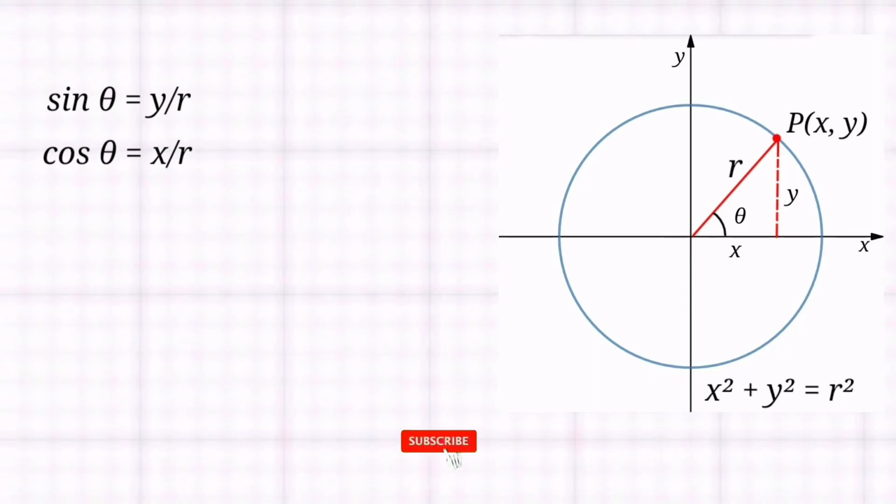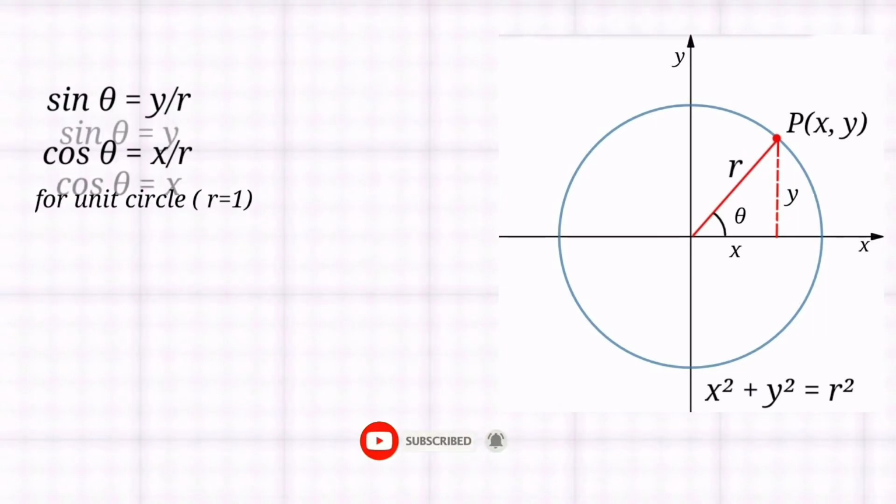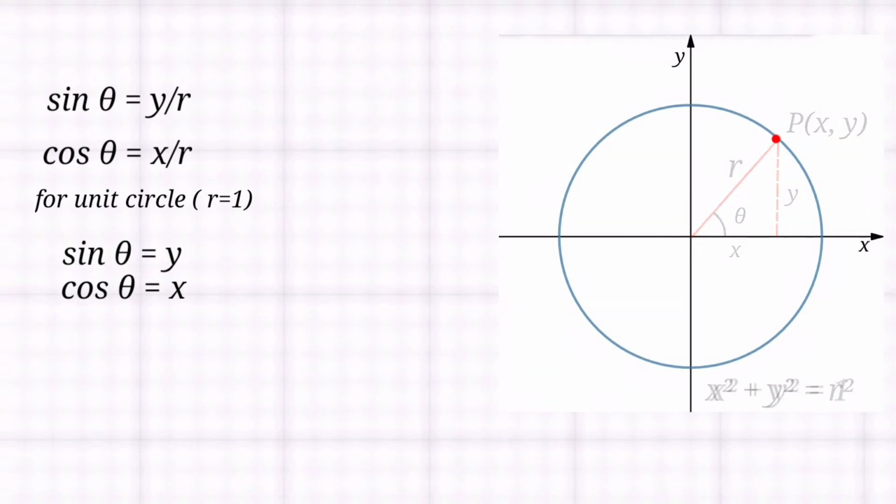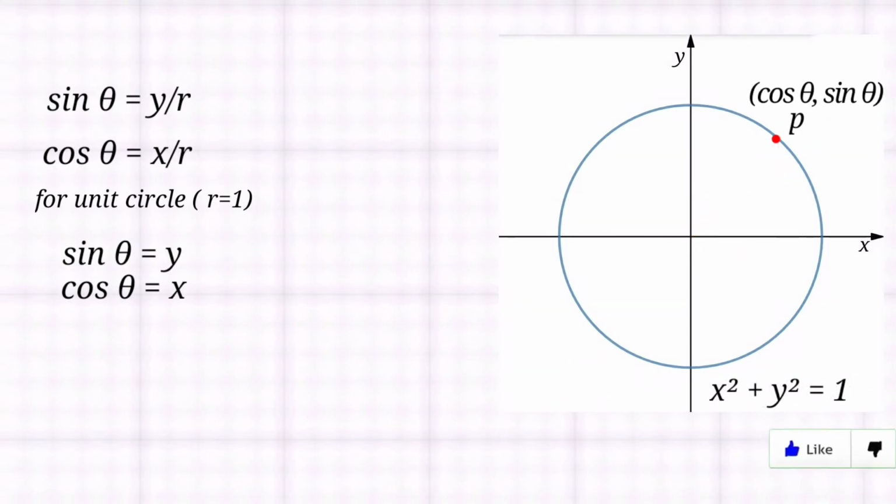But what if we take r equal to 1? Then sine theta becomes y and cos theta becomes x. So now the coordinate of P is (cos theta, sine theta).